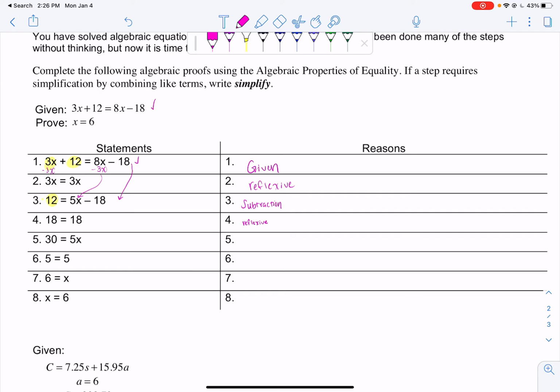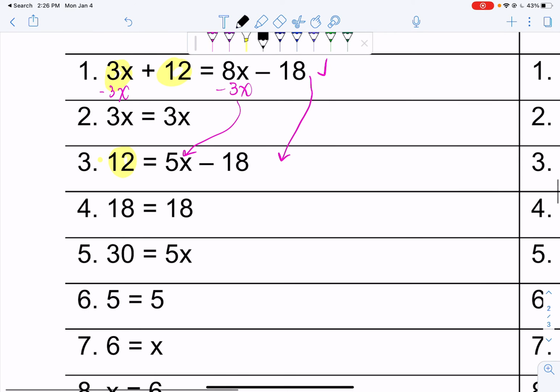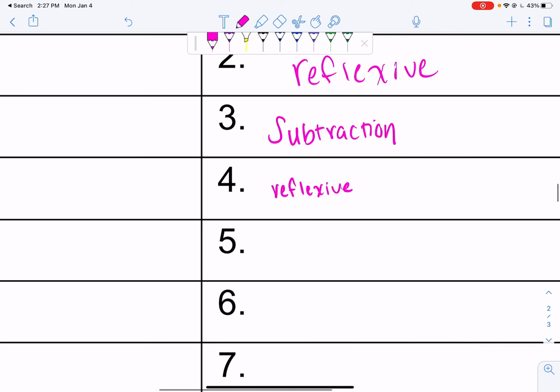Number 5, I have 30 is equal to 5x. Well, if you look, my 5x stays the same. The only thing that changes is my minus 18. I got rid of it by moving it to the left-hand side of my equation. So if you look, how did I get from a 12 to a 30? Well, that means I'm going bigger. So whenever I'm getting bigger, it's addition. So I used addition on this example, or this step. Addition.